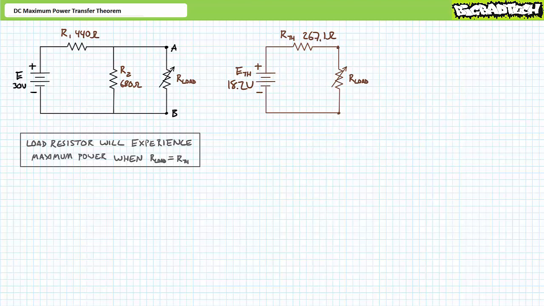Let's use this Thevenin's equivalent circuit to demonstrate an application of the maximum power transfer theorem. The maximum power transfer theorem states the load resistor will experience maximum power from a circuit when its resistance is exactly equal to the Thevenin's equivalent resistance for that circuit. Let's see if this is the case.